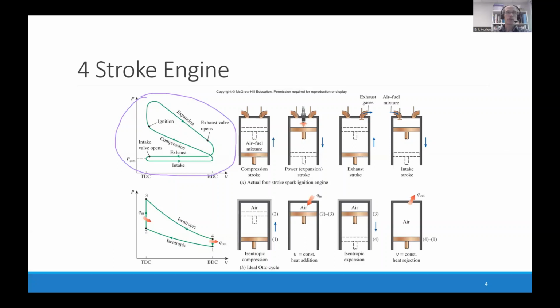In this idealized version, the compression stroke is modeled as an isentropic compression process. The first part of the power stroke, when the gas is ignited, is modeled as a constant volume heat addition process. The second part of the power stroke, as the piston moves back down, is modeled as an isentropic expansion. And the end of the power stroke is modeled as a constant volume heat rejection process. Note that the exhaust and intake strokes do nothing thermodynamically in this idealized process.